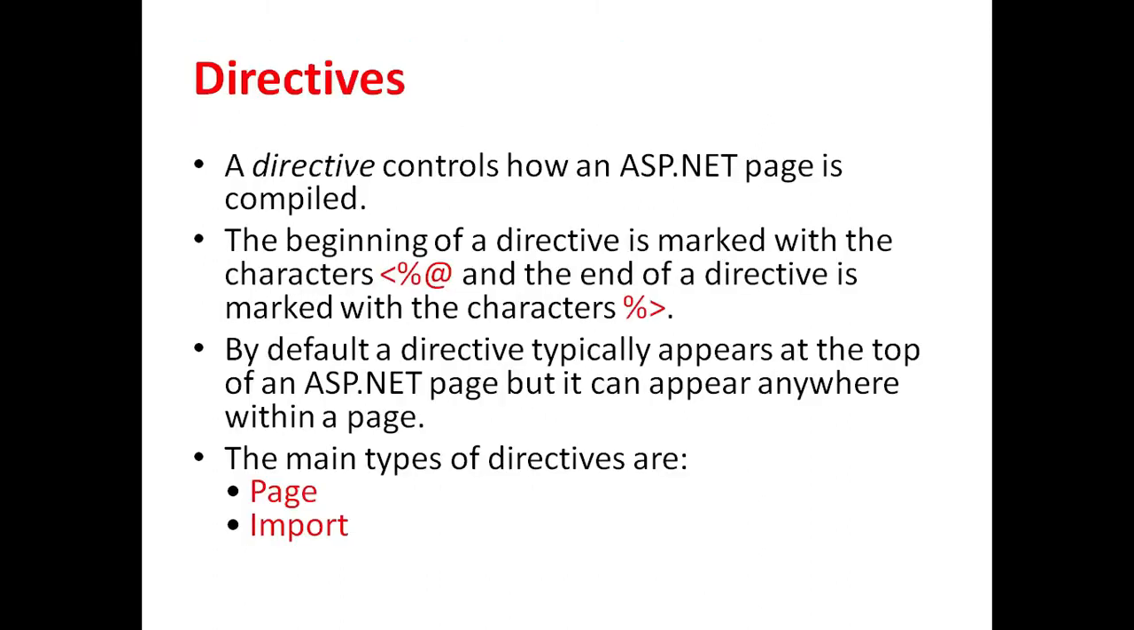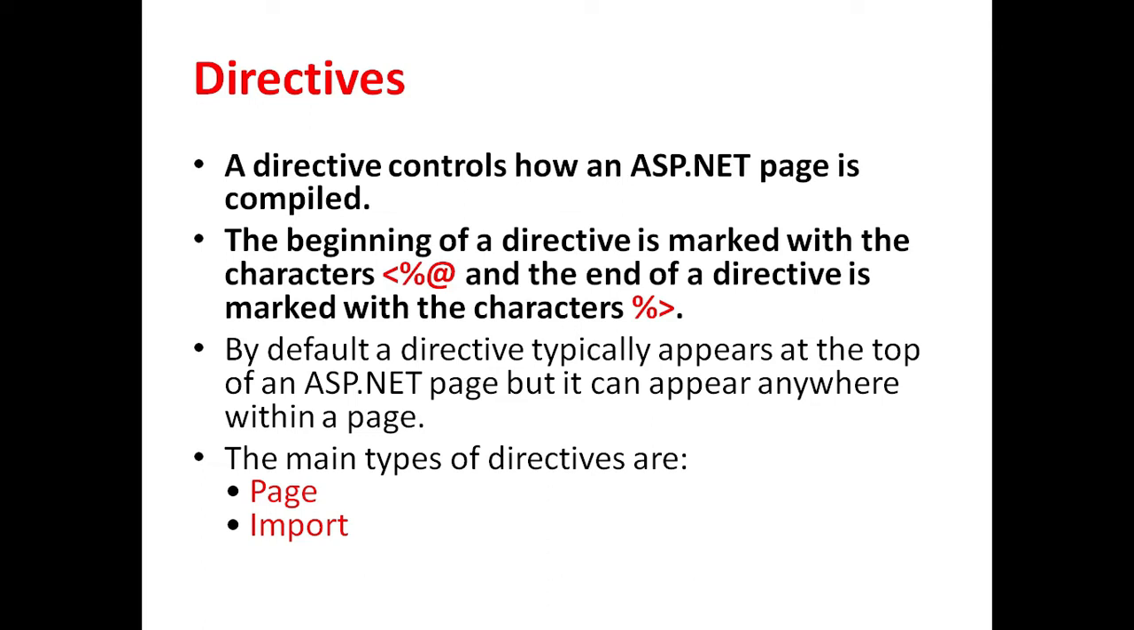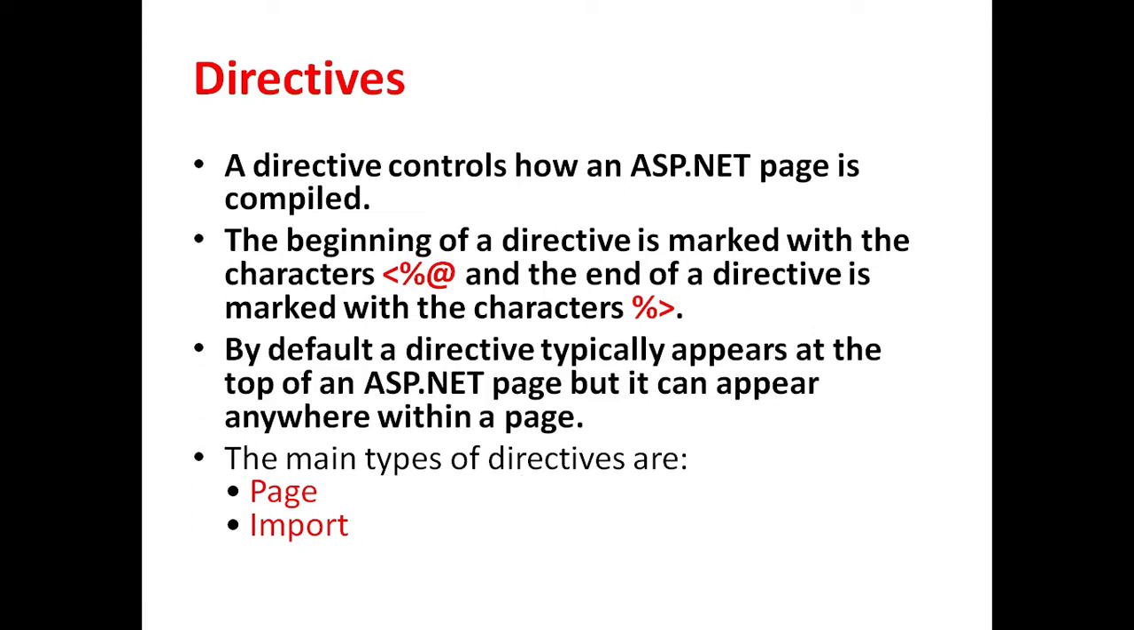First we will see directives. A directive controls how an ASP.NET page is compiled. The beginning of a directive is marked with the characters <%@, and the end of a directive is marked with the characters %>. By default, a directive typically appears at the top of an ASP.NET page, but it can appear anywhere within a page.